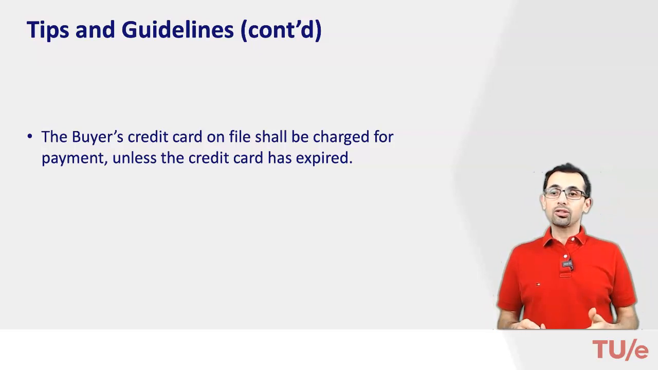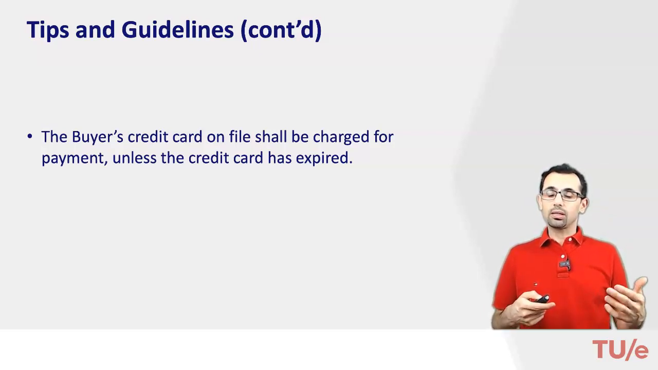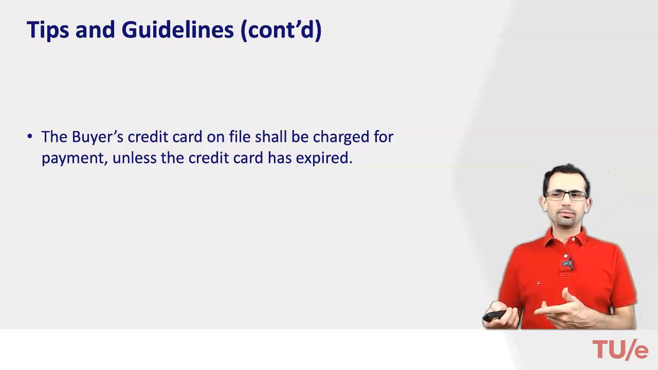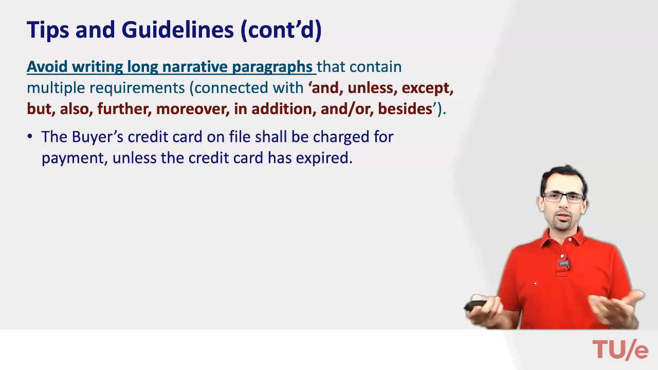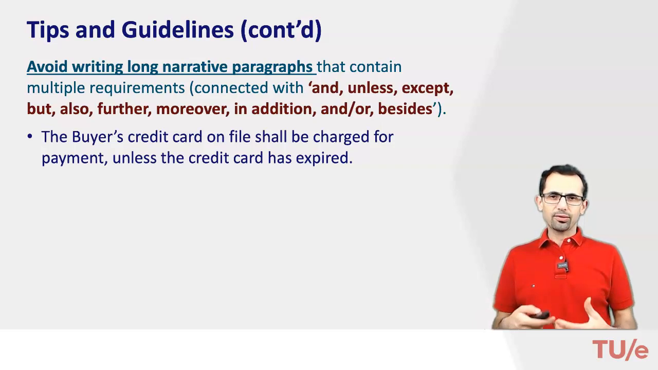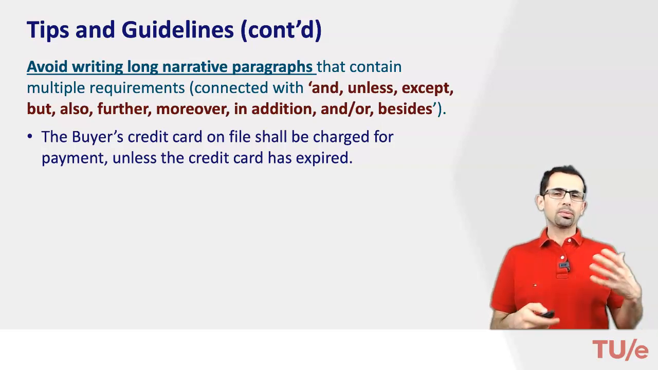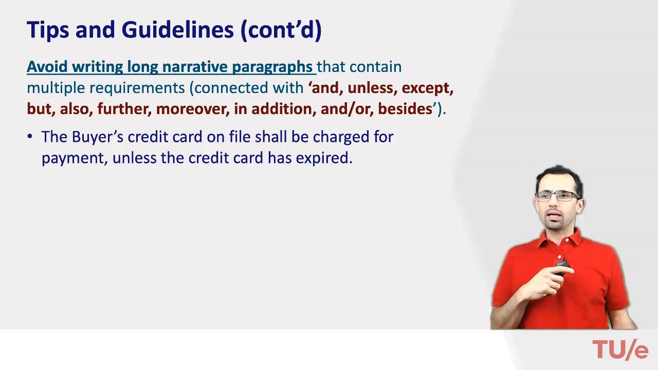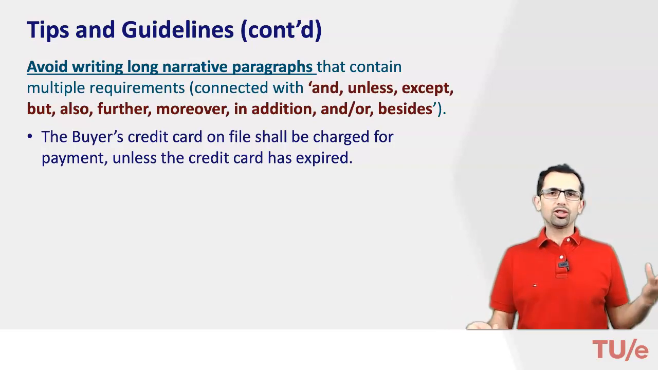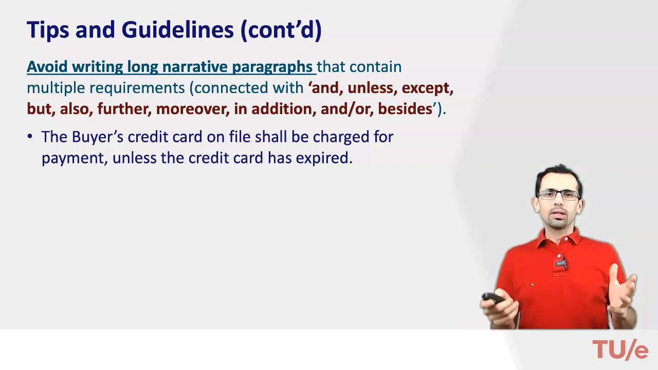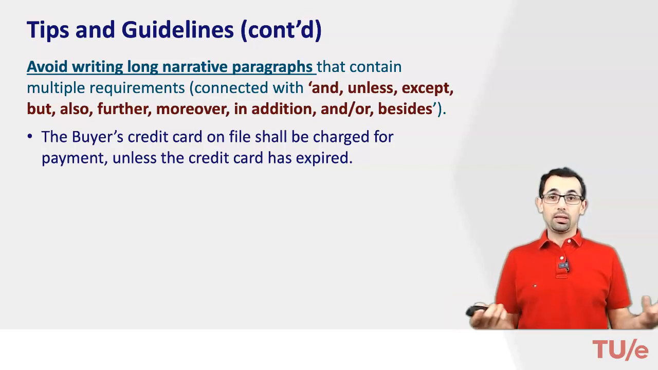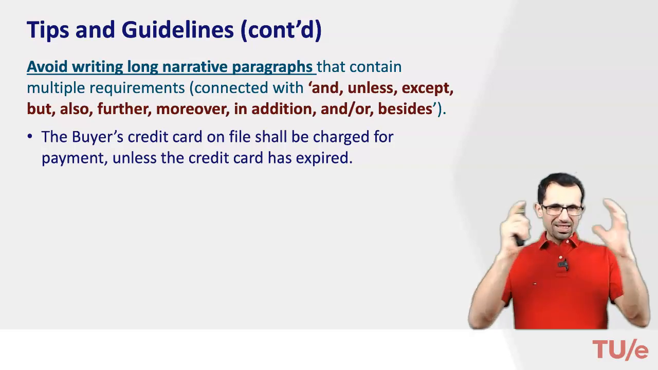The buyer's credit card on file shall be charged for payment unless the credit card has expired. There are some issues here already, because even when I read it, it seems a little ambiguous to me. What do you say? First of all, avoid long narrative statements that contain multiple requirements lumped or merged into each other, particularly those connected with and, unless, except, but, also, further, moreover, in addition, however, nevertheless. Those shouldn't appear in requirement statements or the SRS, the software requirement specification document. Avoid those things. Assignment C: avoid those when writing statements.